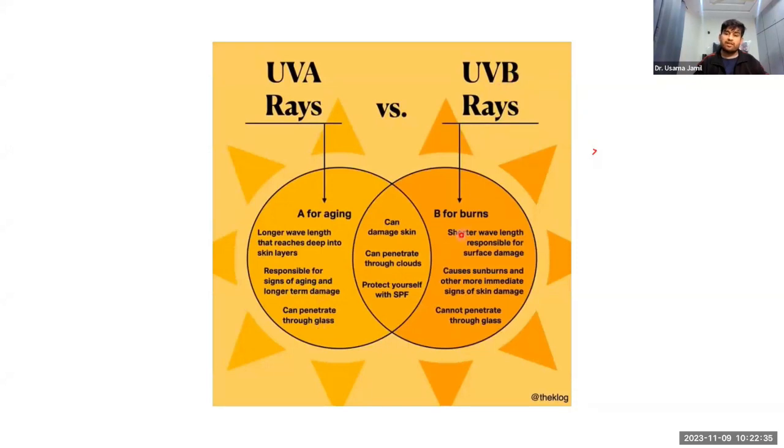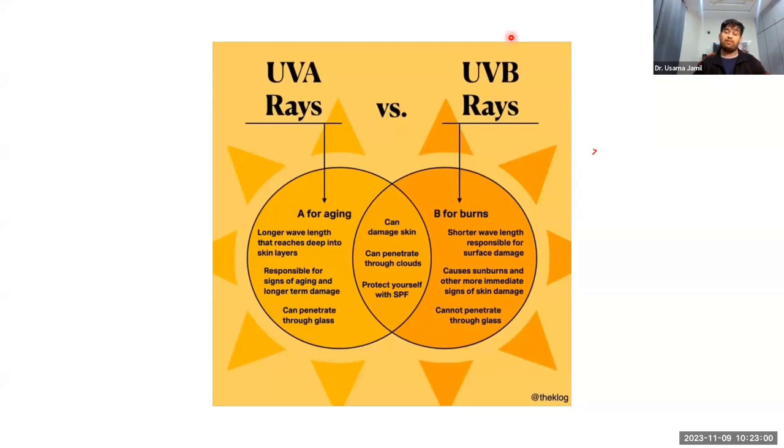Versus UVB rays, B stands for burns: shorter wavelengths, responsible for surface damage such as sunburn and other more immediate signs of skin damage such as rashes or eczema or different types of acute skin diseases that show abruptly, or can start instantaneously. They cannot penetrate through glass.